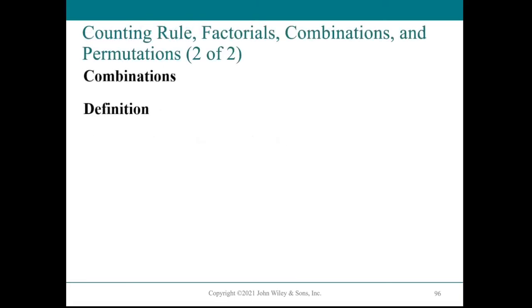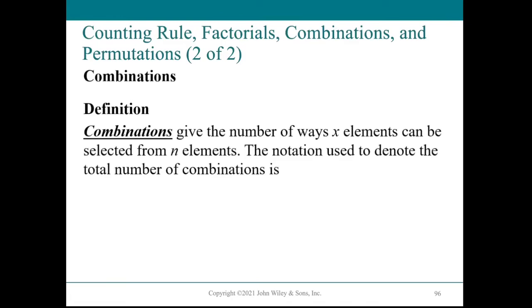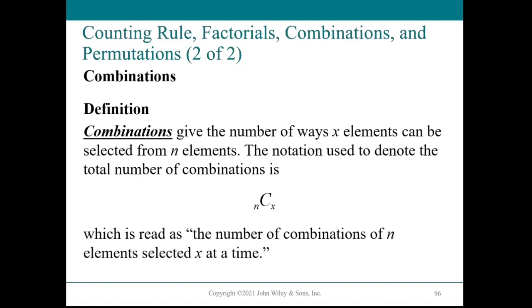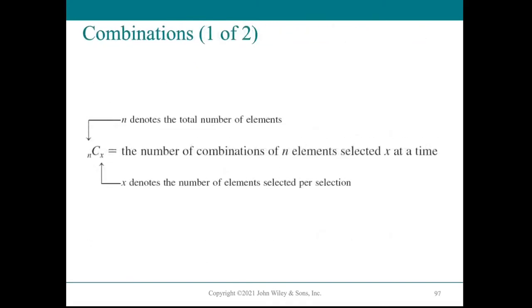So how about combinations? Combinations is the number of ways x elements can be selected from n elements. The notation used to denote the number of combinations is n, the number of elements, and x, the combination of x occurring given n elements. So basically, that's how you read this combination: the number of combinations of n elements selected x at a time. So n denotes the total number of elements, which comes first, and x denotes the number of elements selected per selection.